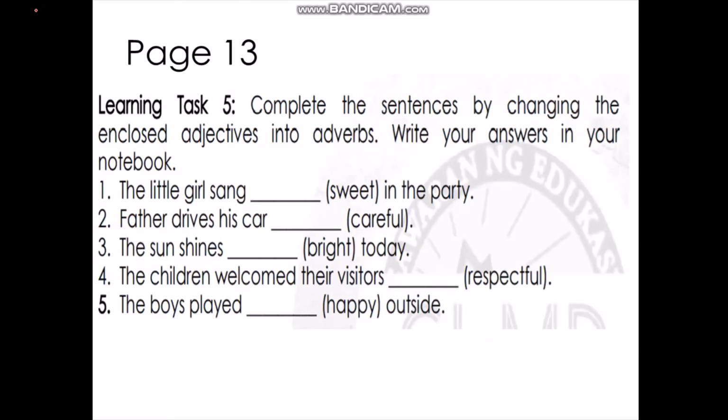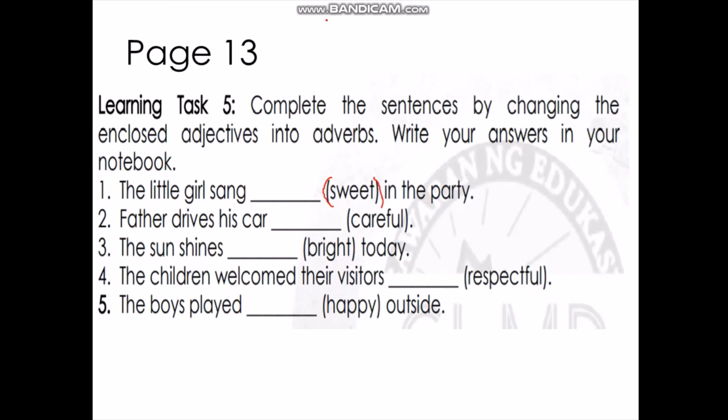So now let's answer on your paper, page 13, learning task 5. Okay, just write 1 to 5, answers only. So this is the instruction. Complete the sentences by changing the enclosed adjective into adverbs. When we say enclosed, like this. So again, we need to change these words into adverbs. So write your answer on your paper.